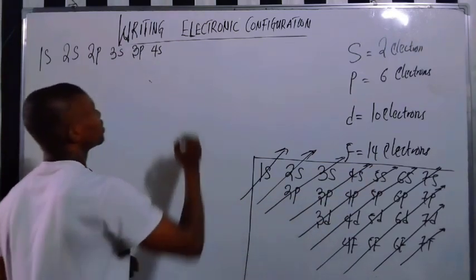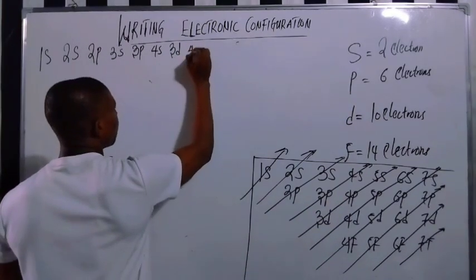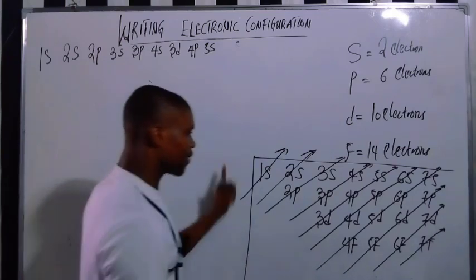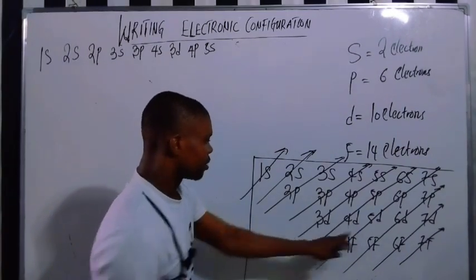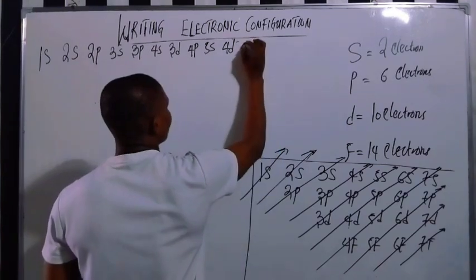Now after the next one, what is on here? You have 3d. 3d. You have what? You have 4p, 5x, right? After 5x, you have what? 4d. 4d, 5p.